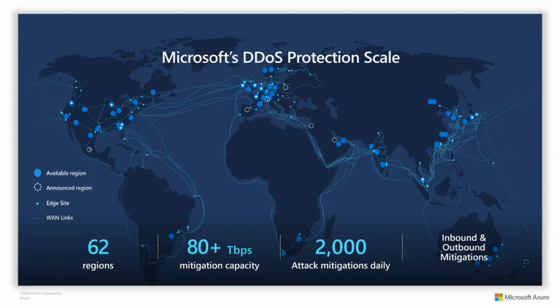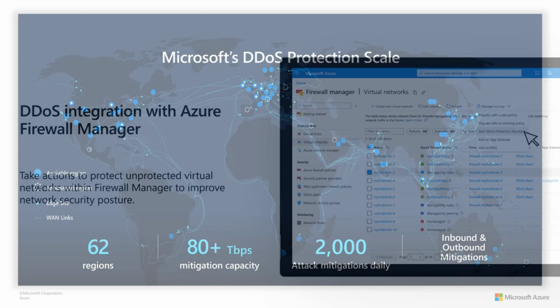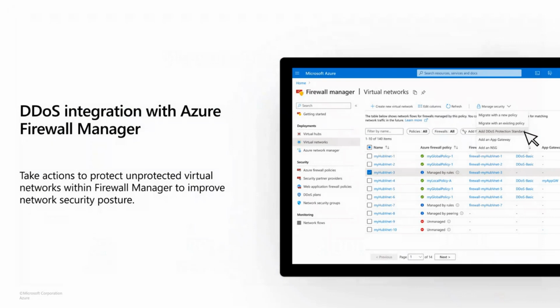As you see here, Microsoft's protection scale is huge. This is the global network we are talking about. So, 80 terabits per second mitigation capacity, right? That's what Microsoft has. And on average, it does 2,000 attack mitigations daily. So that's the type of traffic it looks at. That's what the DDoS infrastructure protection protects your services from.